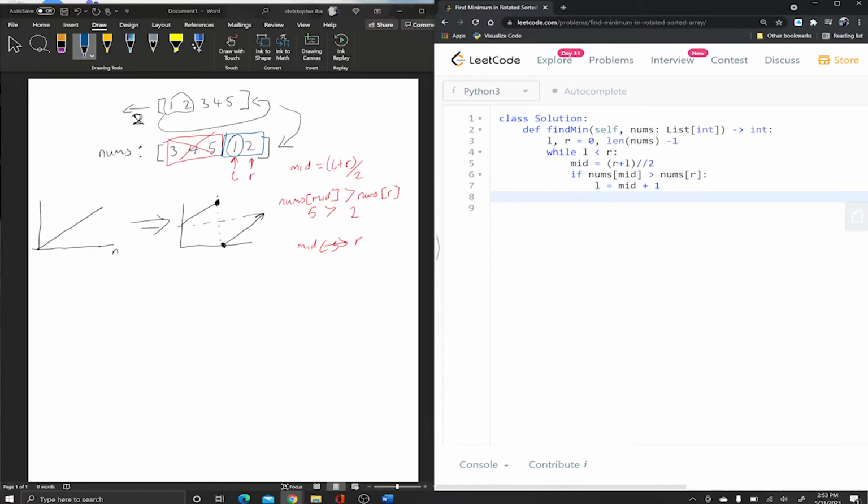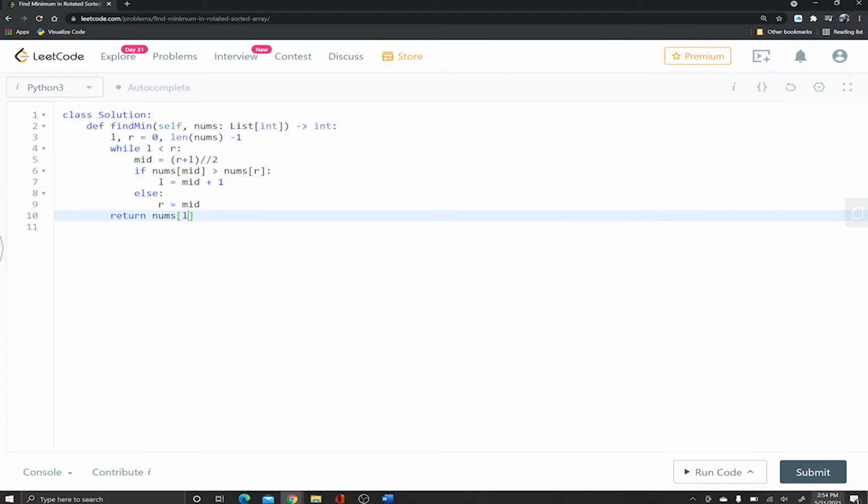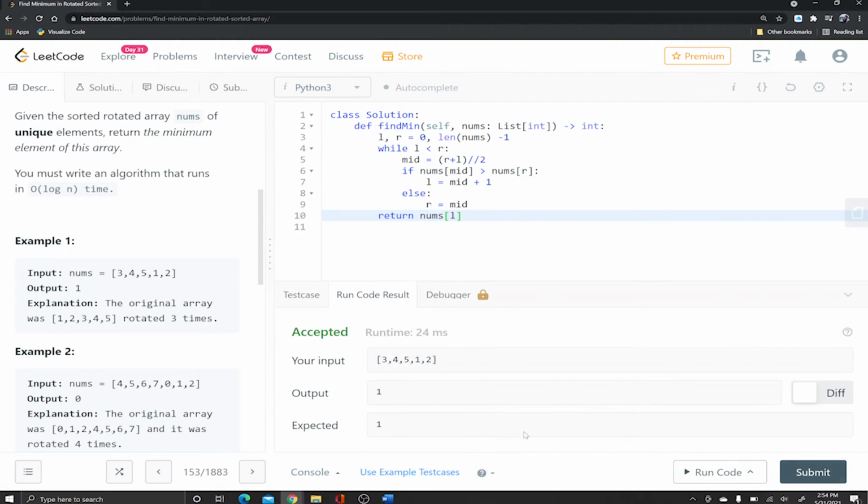Now our else case. Else, this means nums of mid is not greater than this. It's either less than or equal to nums of R. In that case, we're just gonna say R equals mid, just in the case where it's equal and not less than. I'm gonna say it's equal to mid and not move it by 1. Then if we go through this completely, we want to return nums of L, which is gonna be our lowest number. So this looks correct. I'm gonna run this first, see if it's accepted, and then submit it.